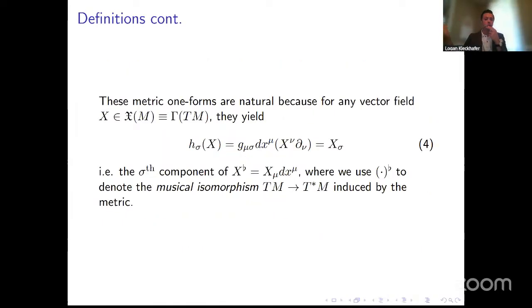And then this is just a note of why these metric one forms are natural objects to study in the first place, besides just a random mathematical thing we would define. That's because the sigma metric one form will extract from a vector field its sigma covariant component. And if we combine all of these together, we get the covector field associated with the vector field.